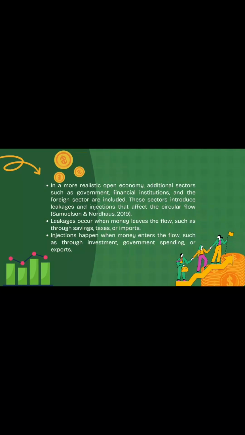In a more realistic open economy, additional sectors such as government, financial institutions, and the foreign sector are included. These sectors introduce leakages and injections that affect the circular flow. Leakages occur when money leaves the flow, such as through savings, taxes, or imports. Injections happen when money enters the flow, such as through investment, government spending, or exports.